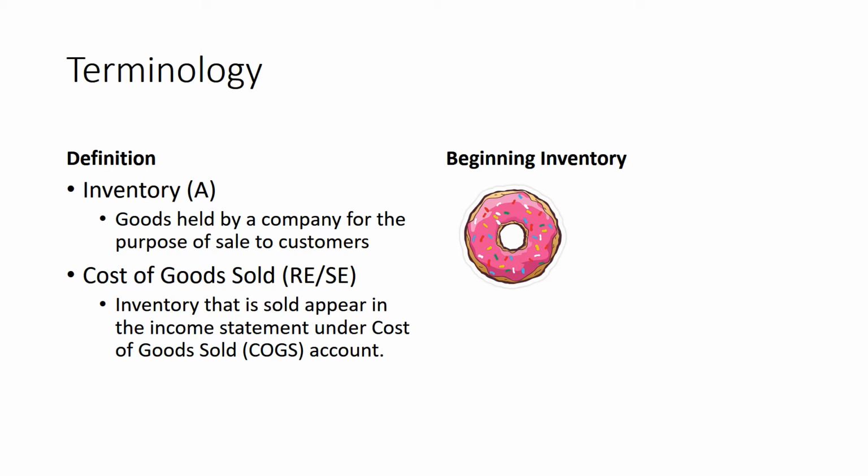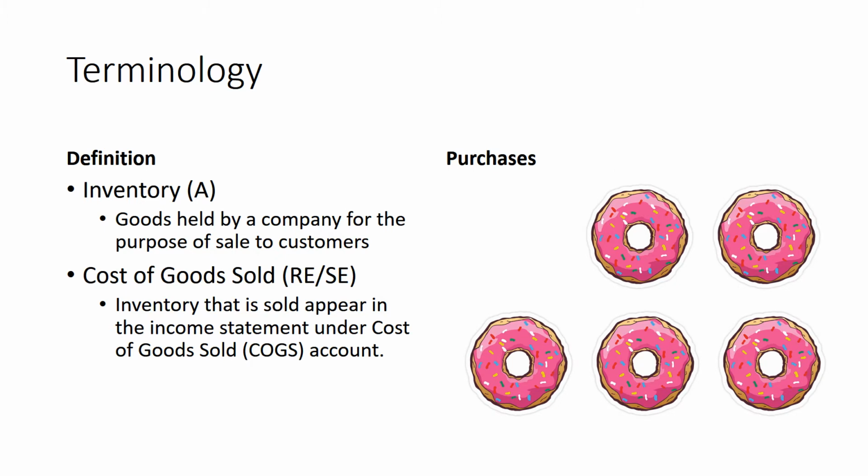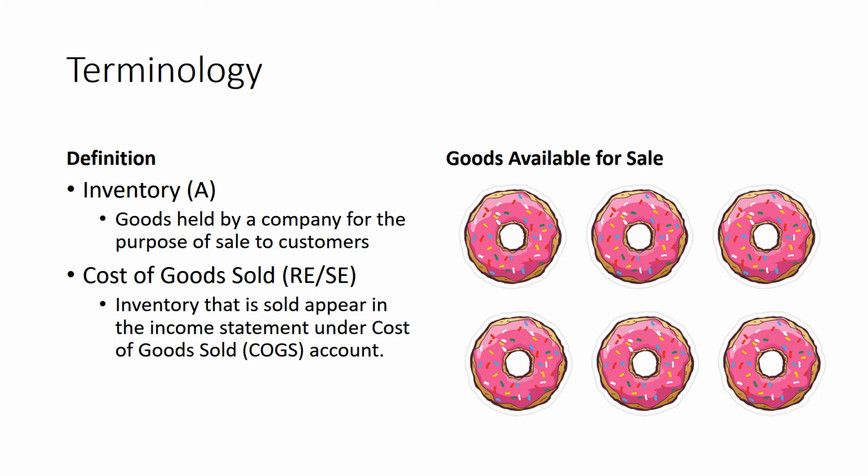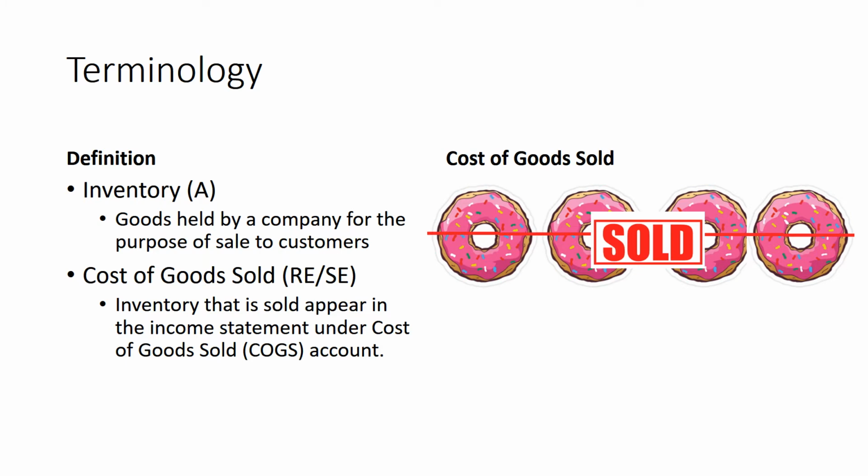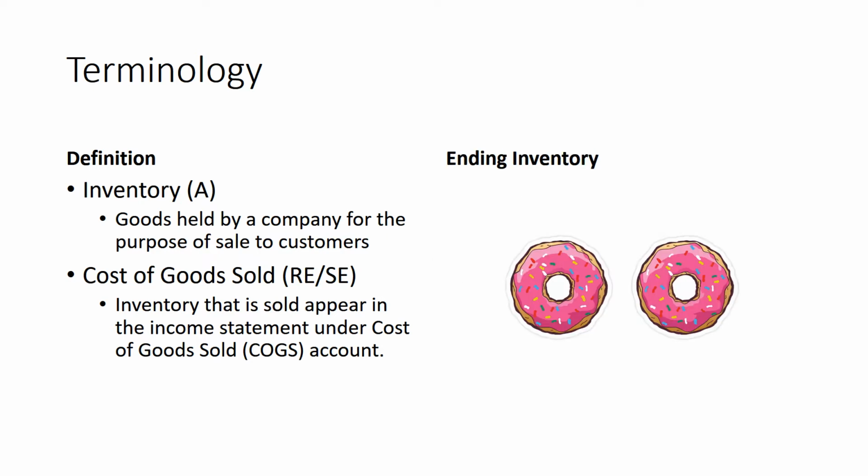The first donut that we have is what's known as the beginning inventory. When the employee went out and got more donuts, these are our purchases. Now we have 6 donuts, and these are goods available for sale. So that means we can sell these 6 donuts. When 4 donuts have been sold, they go into our cost of goods sold account. And at the end, there are 2 donuts left, so this is the ending inventory.